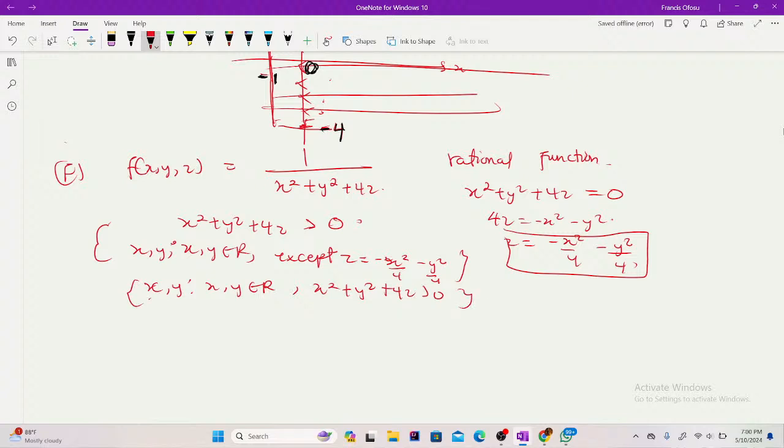So without wasting time, let's move straight to finding the limit of a function. How do you find the limit of a function? Let's see how we go about the limit of a function.